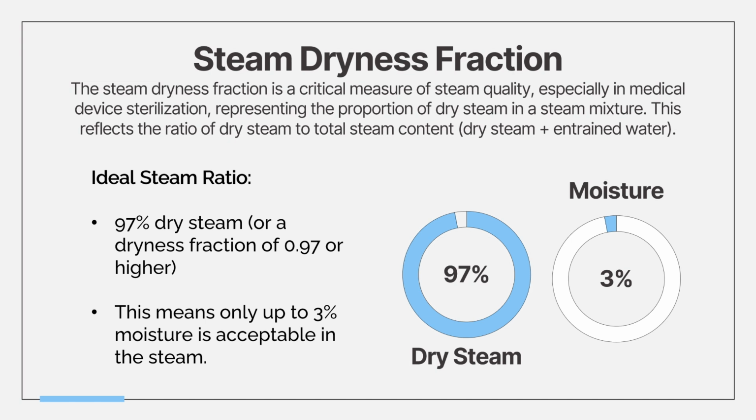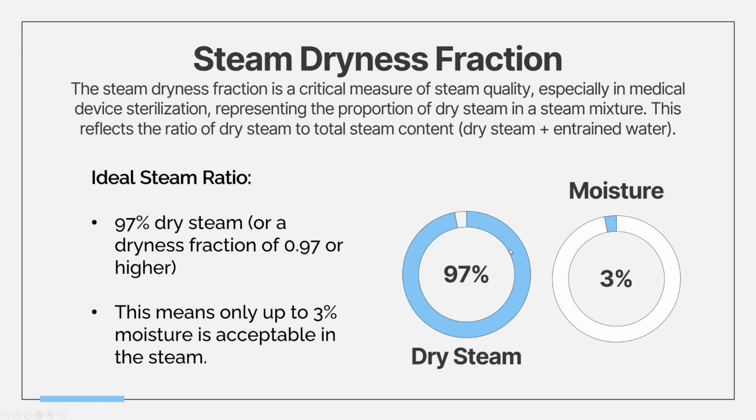All right, so now we're going to be looking at steam dryness fraction. So it's a key indicator of steam quality, especially important in medical device sterilization. It tells us how much of the steam is actually dry steam versus how much is wet steam containing water droplets. Essentially, the dryness fraction measures the ratio of dry steam to the total steam value, which includes both steam and any entrained moisture or water droplets.